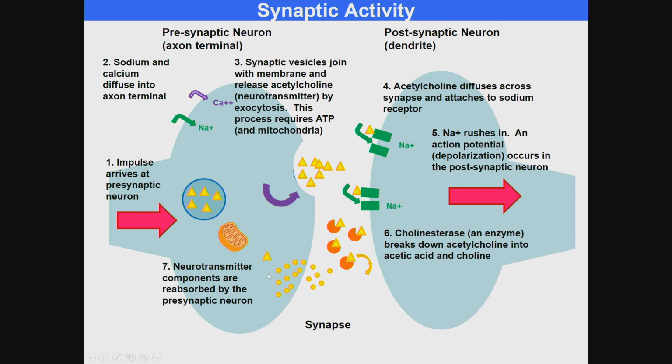So not only the components, but all of the remaining acetylcholine in the synapse would be reabsorbed, then sent down to the cell body where it is packaged once again into synaptic vesicles and reused. Let's go through these once more.